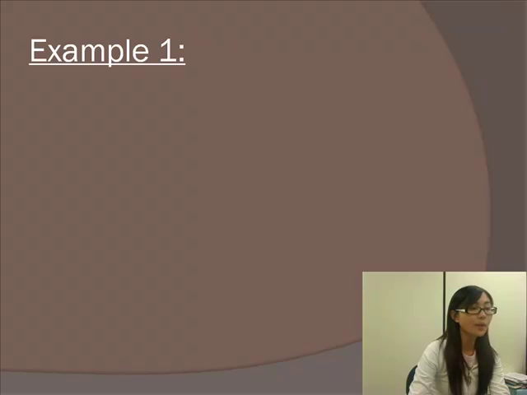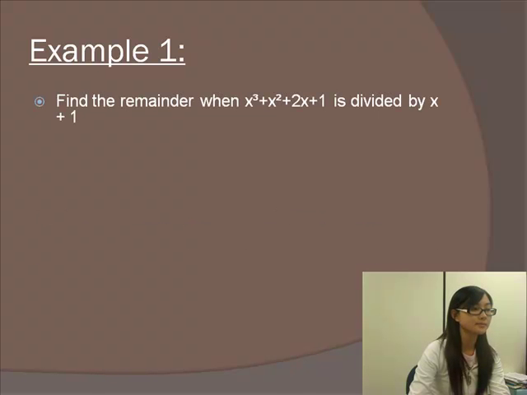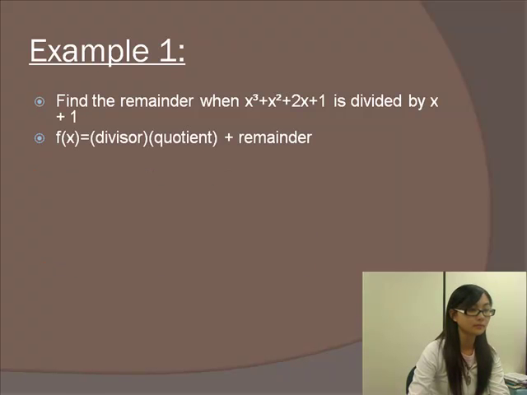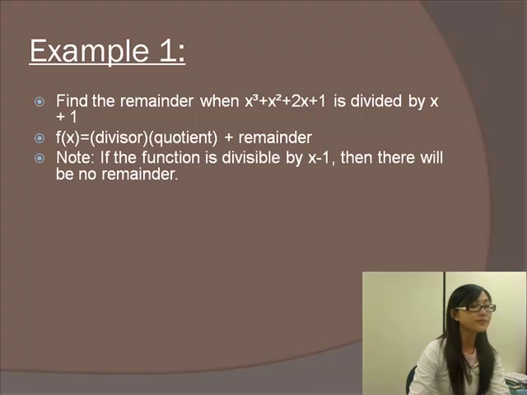Now let's take a look at example 1 from your learning resources. It asks us to find the remainder when x cubed plus x squared plus 2x plus 1 is divided by x plus 1. Here's a useful equation that you should memorize. f of x, which is the original equation, is equal to the divisor times the quotient plus the remainder. Note that if the function is divisible by x plus 1, then there will be no remainder.